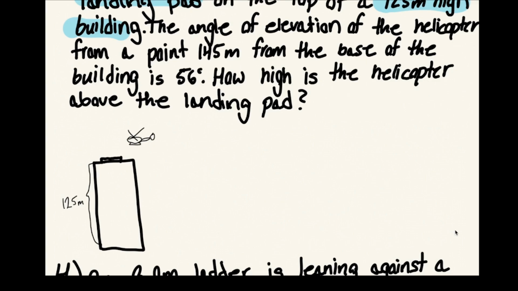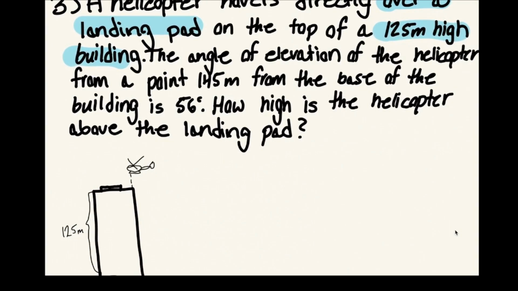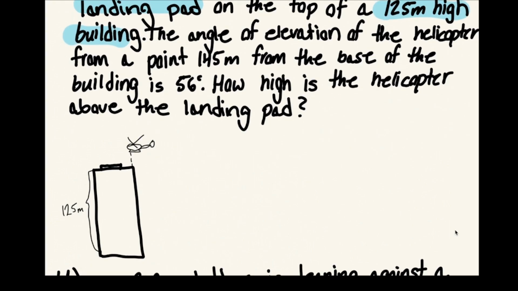Okay, guys, that's my helicopter. So it hovers directly over the building, right? And the angle of elevation of the helicopter from a point 145 meters from the base of the building is 56 degrees. Okay, let's break that up because it might be confusing to some of you.